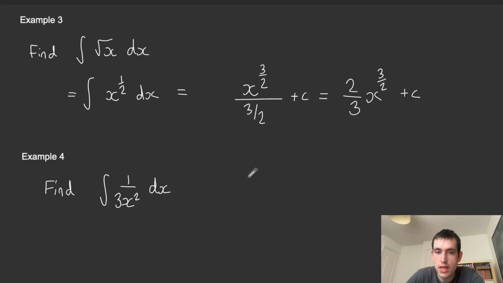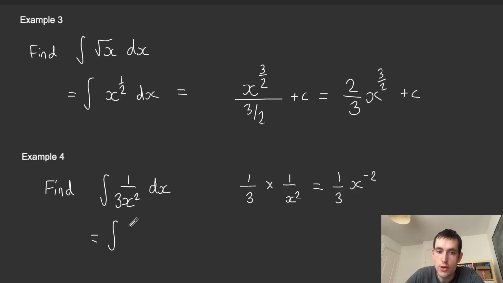Well, do you notice that if we write this as 1/3 times 1/x squared, then we can write this as 1/3 x to the power of -2. Do you remember that minus means it's the reciprocal, it's 1 over?